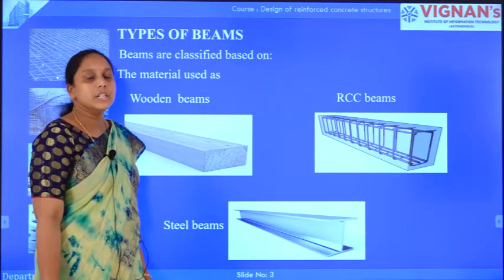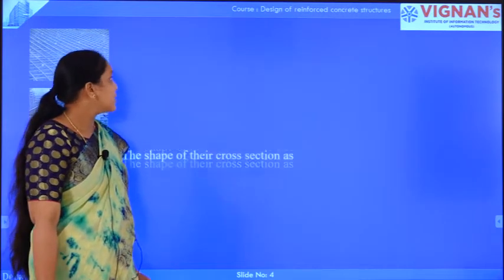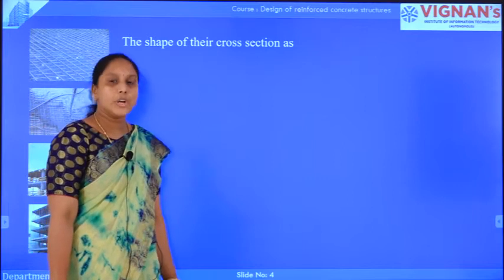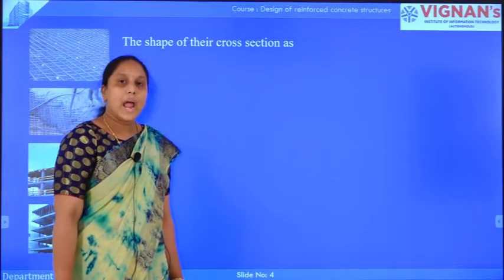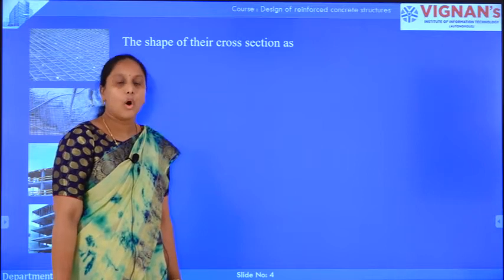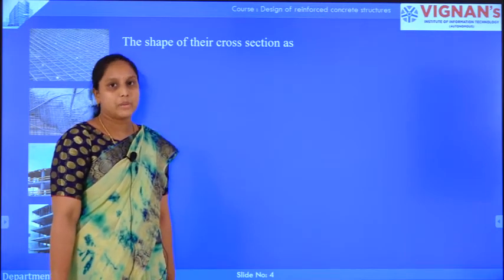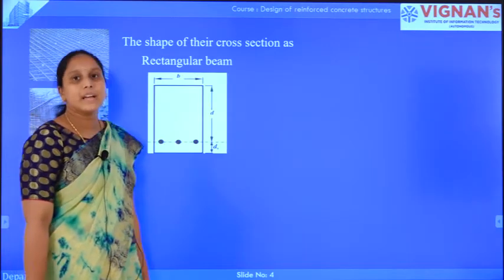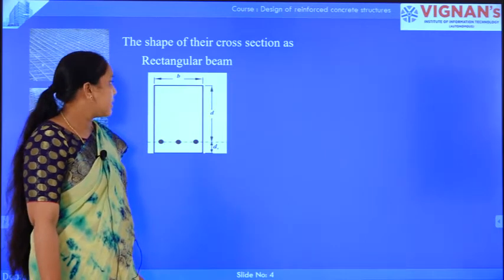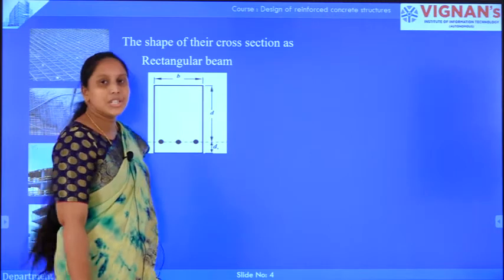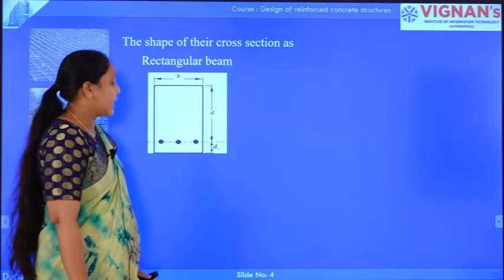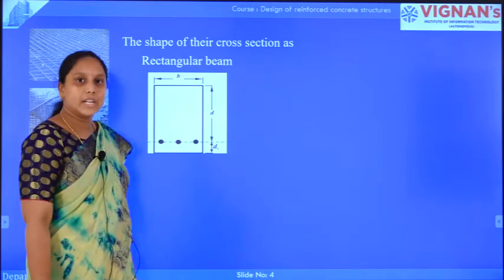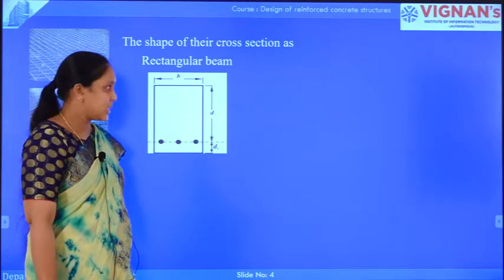Now, let us see the types of beams based on the shape of their cross section. If you take a beam and take a section, at that particular section, based on the shape of that cross section, what are the types of beams we have? We have rectangular beams. So, what is a rectangular beam? A rectangular beam is a beam in which the shape of the cross section will be a rectangle. You can see it over here. It is the rectangular shape, which we most commonly see.